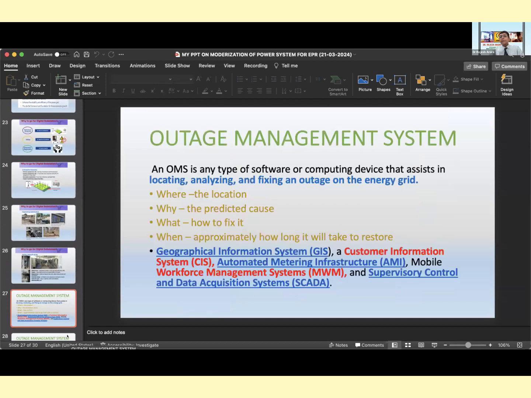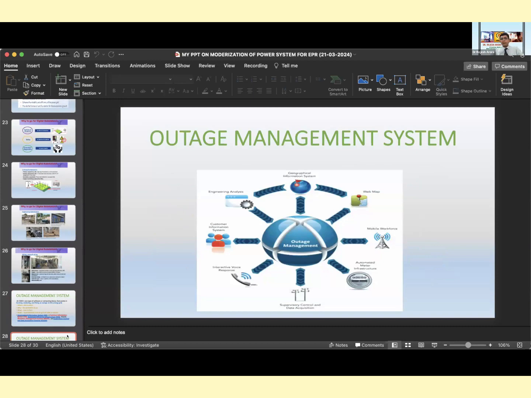And for distribution systems, it helped me to do the outage management systems. I can pinpoint where the problem is, what were the reasons of that fault, and after the fault has happened, what to do, how to fix it, and the approximate time duration required to restore the faulty systems. And that is possible with technologies like GIS, CIS, consumer information systems, automated metering infrastructure, mobile workforce management systems, and SCADA. This is the overview of the outage management system in my distribution system.